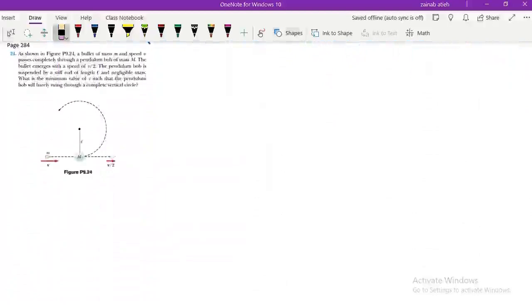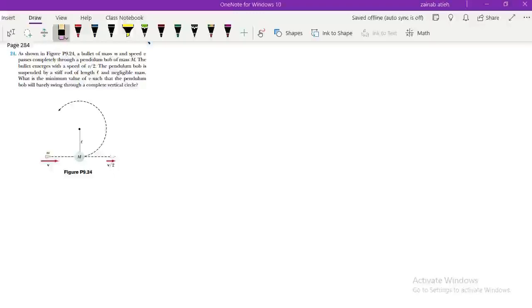Problem 24, page 284. As shown in figure 9.24, a bullet of mass m and speed v passes completely through a pendulum bob of mass m. The bullet emerges with a speed of v over 2. The pendulum bob is suspended by a stiff rod of length L and negligible mass. What is the minimum value of v such that the pendulum bob will barely swing through a complete vertical circle?